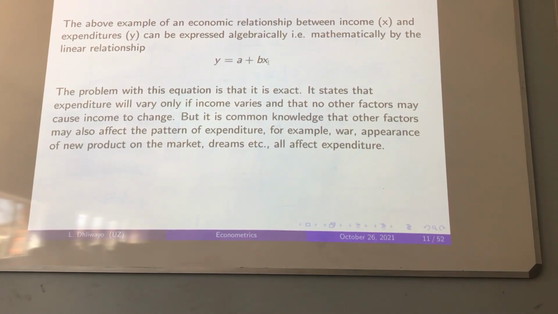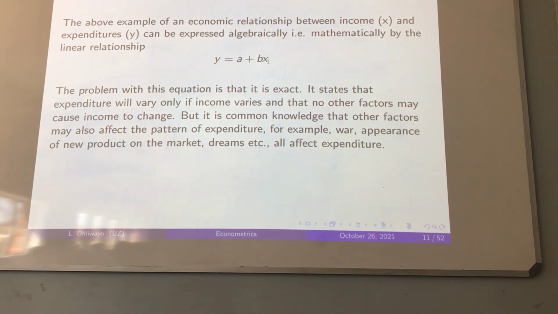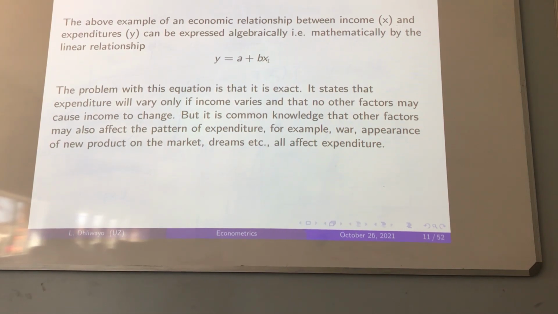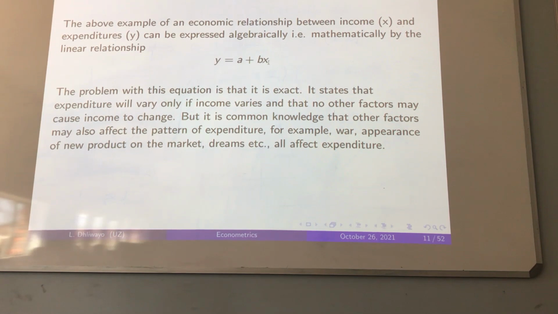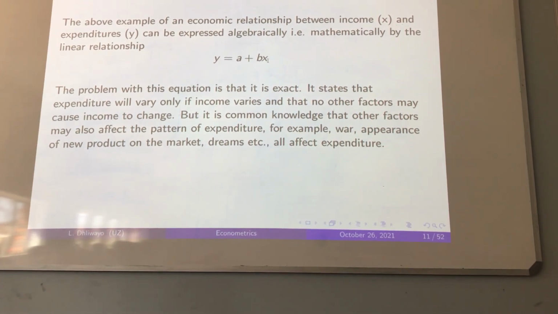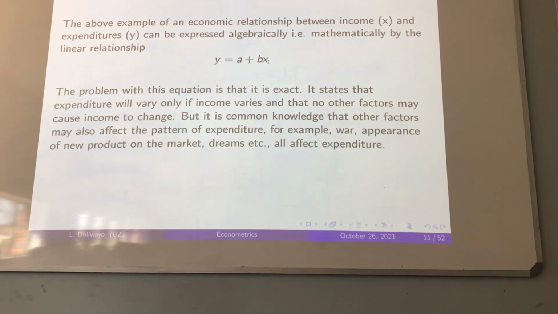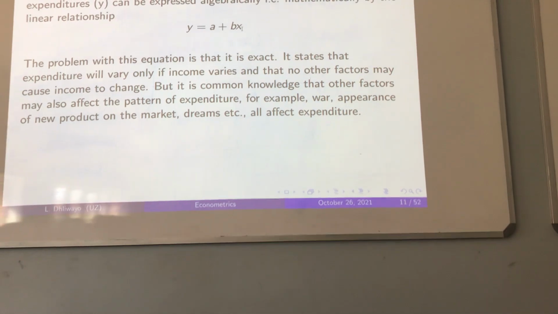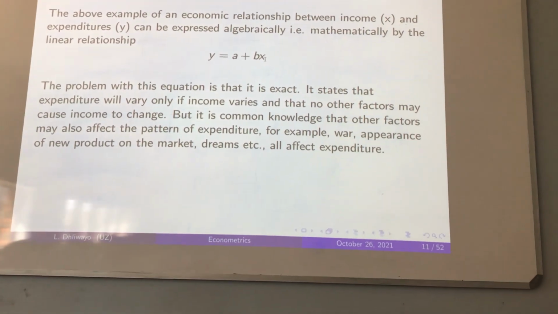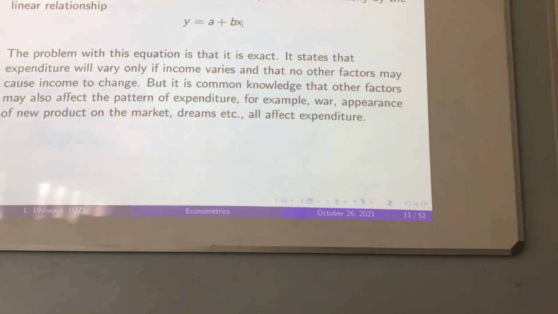It says that the expenditure will vary only if income varies, and that no other factors may cause it to change. No other factors, it's just income and expenditure. One-to-one relationship. No other factors will cause it. Okay, which is not true. But it is common knowledge that other factors may also affect the pattern of expenditure. For example, war. If there is war, it affects the income. It also affects the expenditure.